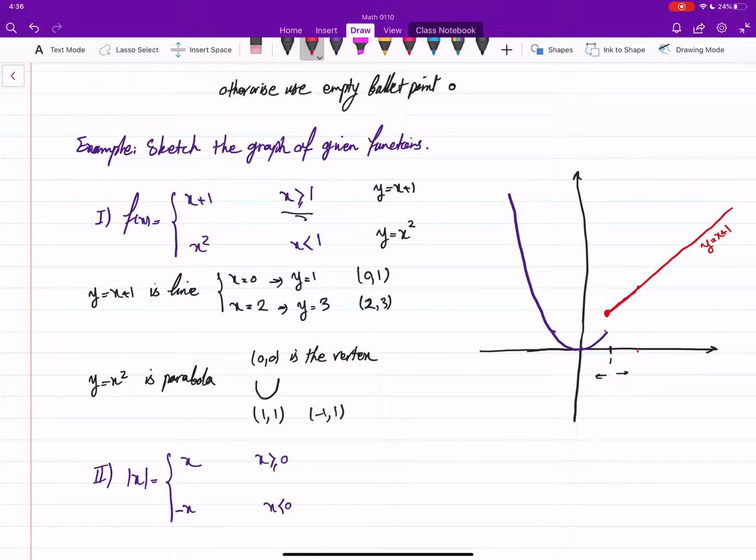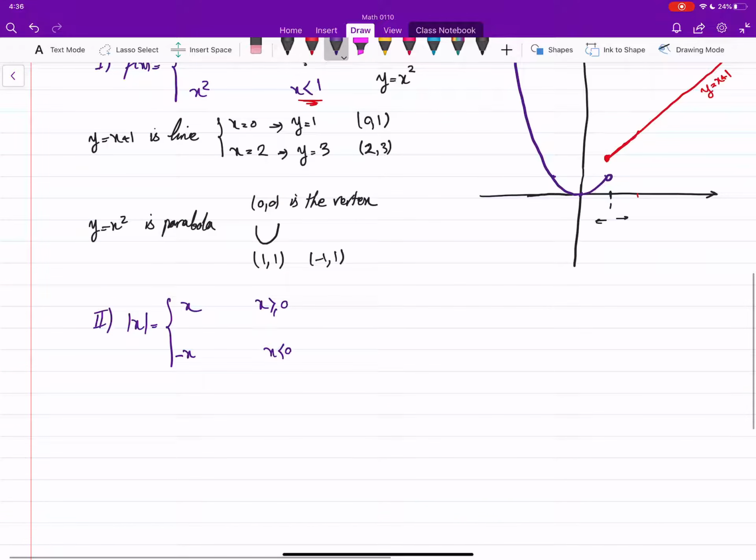How about the end point of this curve? Well, is x equal to 1 included there? Answer is no. So you have to use a hollow bullet point. That's how you have a sketch of the graph of the function.